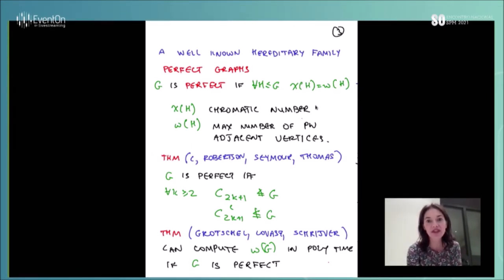Now, what's omega of H? That's the clique number. That's a little less well known. But a clique in a graph is a set of pairwise adjacent vertices.